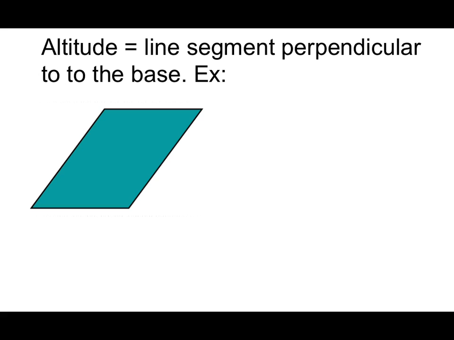The altitude is a line segment perpendicular to the base. So if our base is here, then our altitude would be here. Why is this important? Because when we're finding the area of a parallelogram that looks like this, we have to be sure not to confuse the height as this side, but rather the altitude, which is this side.